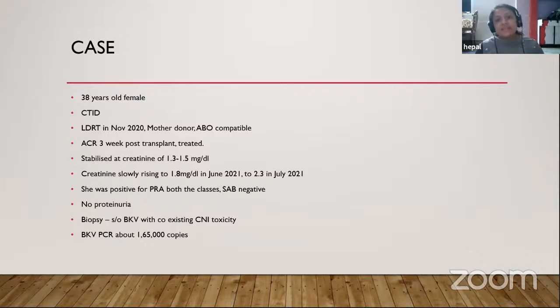Creatinine started rising slowly to 1.8 in June 2021 and 2.3 in July 2021. She was positive for PRA in both classes. However, the SAB was negative. There was no proteinuria, and the biopsy was suggestive of BKV with coexisting CNI toxicity. The BKV PCR was about 165,000 copies.